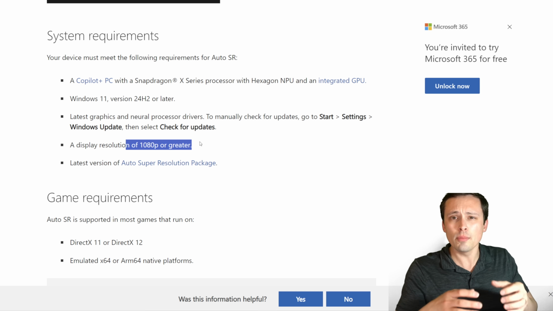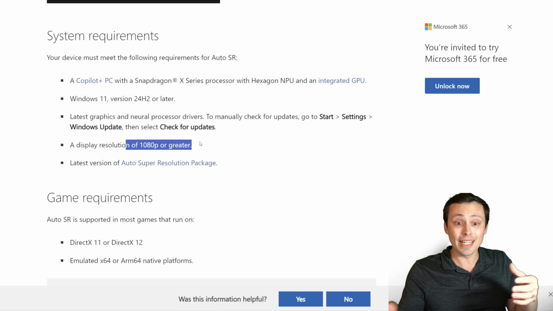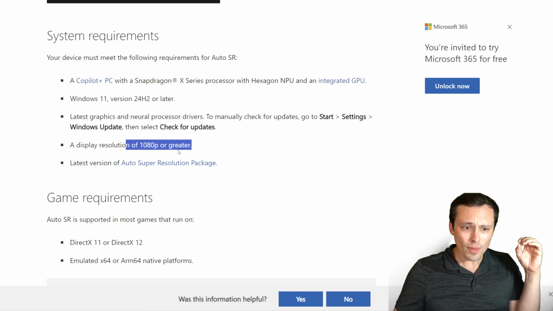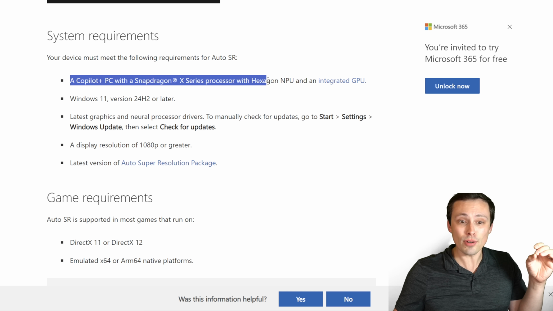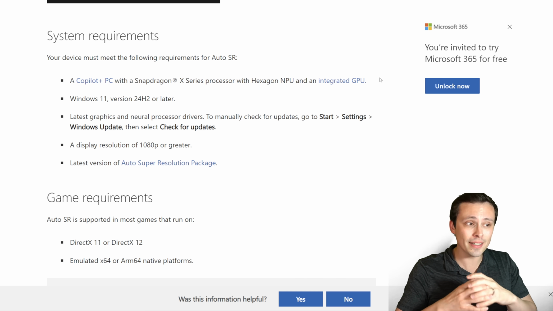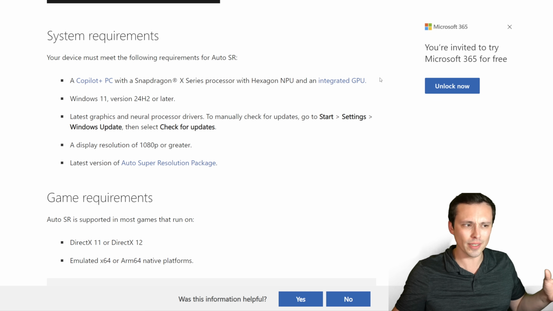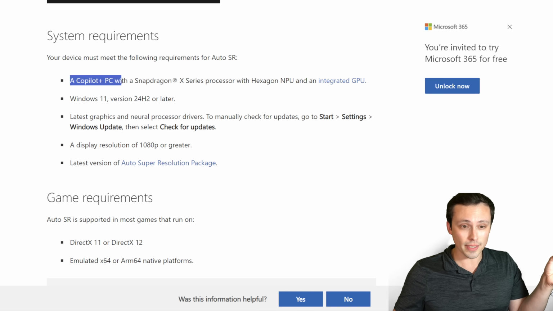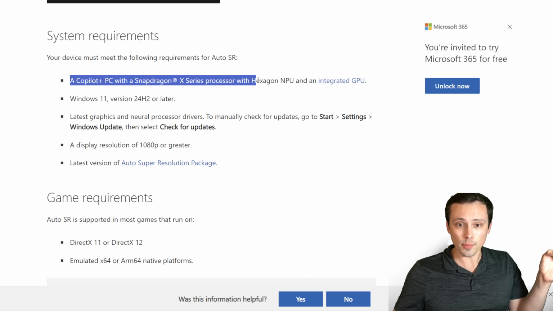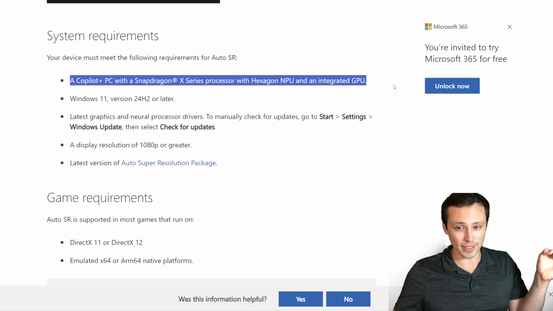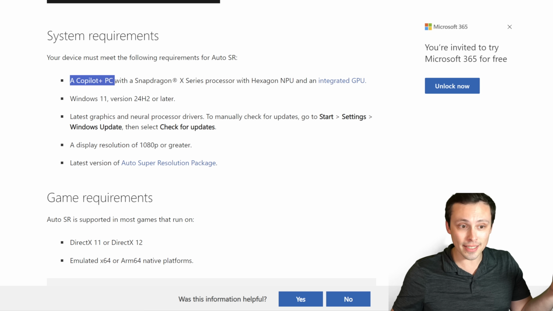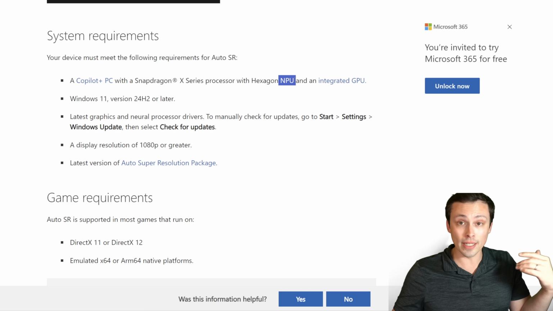So that's certainly more restrictive than FSR and DLSS, for example, on the types of resolution inputs that it's able to take. Also, currently, this probably won't run on your PC, but that could expand to much wider support in the near future. Currently, this is going to launch with Copilot Plus PCs with a Snapdragon X series processor with Hexagon NPU and an integrated GPU. So basically, this is running on the new Copilot Plus PCs, and to get that branding, you have to have an NPU, a neural processing unit, of sufficient power to get that branding.